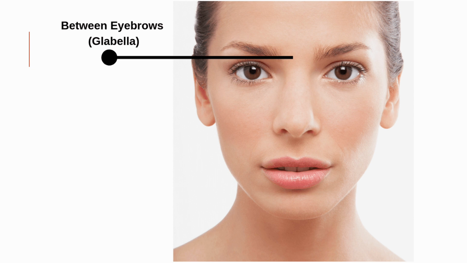Glabella. This is the space between the eyebrows and just above the nose. It joins the 2 superciliary ridges and is slightly elevated. It is one of the main points used to measure many scalp acupuncture areas.